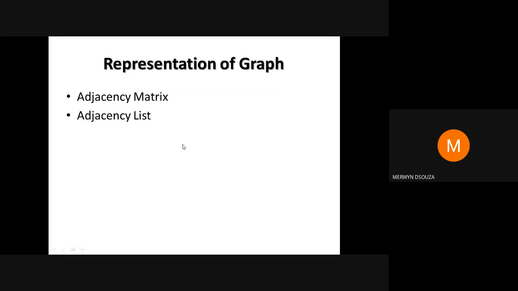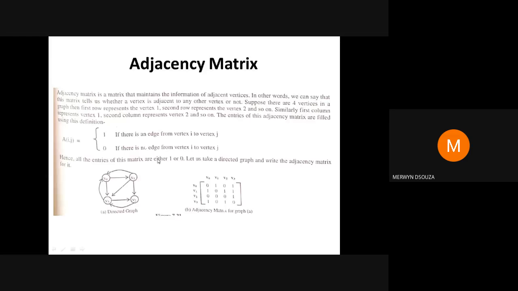So let's look at how to represent a graph. There are two ways of representing graphs: adjacency matrix and adjacency list. We look at both of these methods. They're simple. The first way is the adjacency matrix. You can read the slides later; I've already given you the slides. I'll tell you what it is.